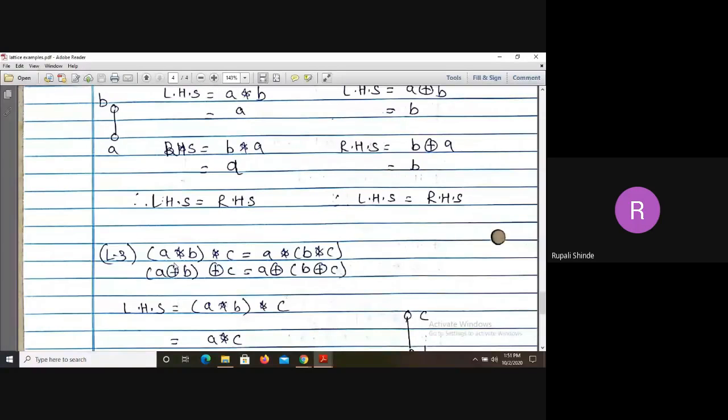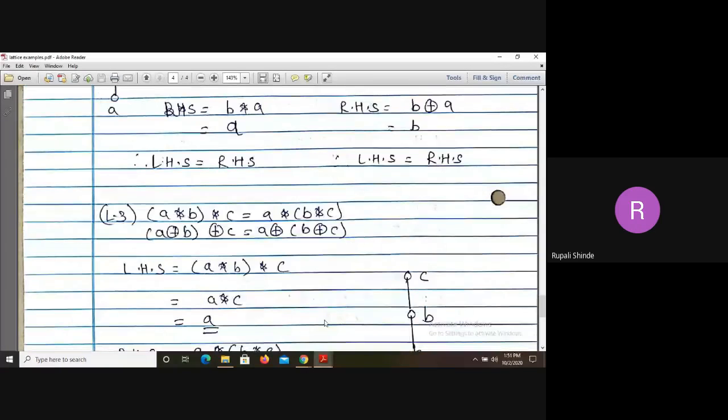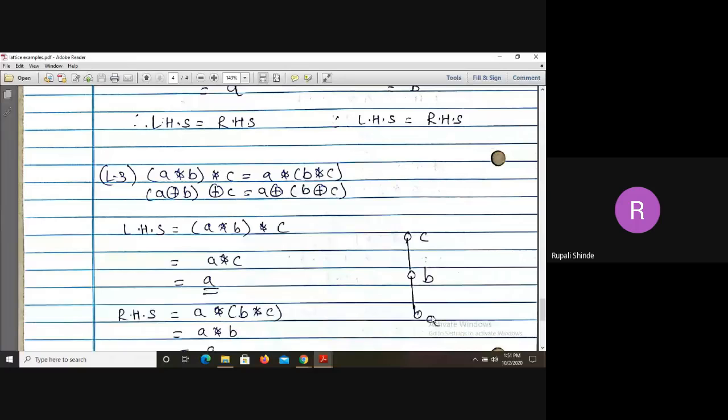So let us see LHS. LHS is given as (A star B) star C. So here we have drawn lattice of three elements A, B, C. So first of all, we will solve this bracket as A star B. So what is meaning of A star B? Greatest lower bound of A and B. So value for this A star B is A, and that is written over here.